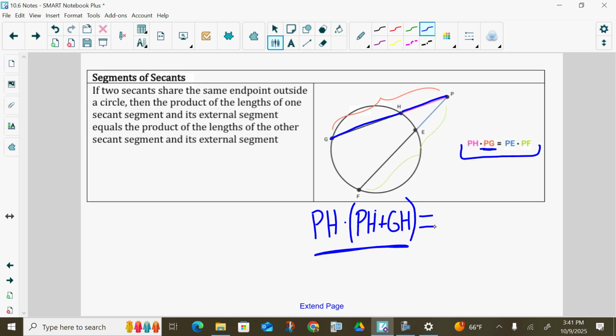And that's going to be set equal to PE, that's the outside of our other segment, times our whole segment, which is PE plus EF. And it'll make sense why we break it apart this way once we get to our examples here. So you can flip your page over, and we're going to try practicing that one.